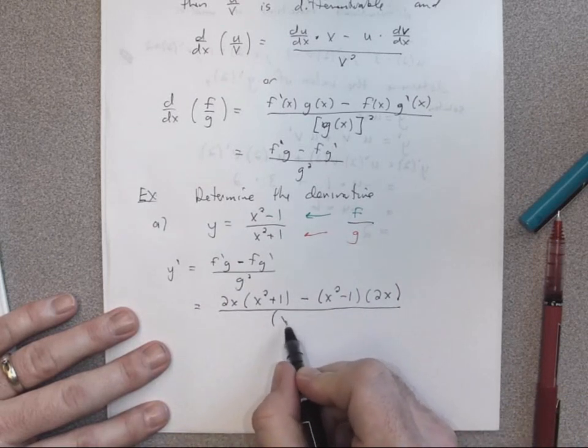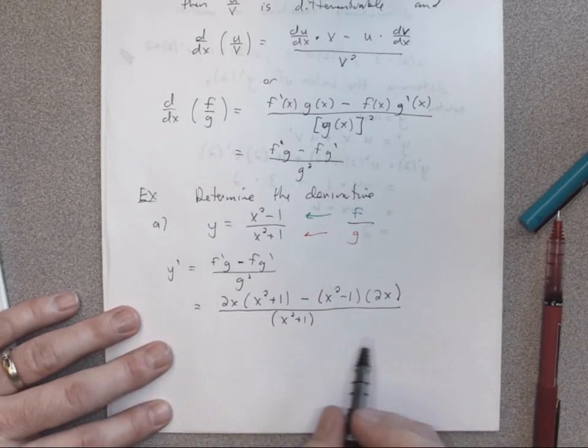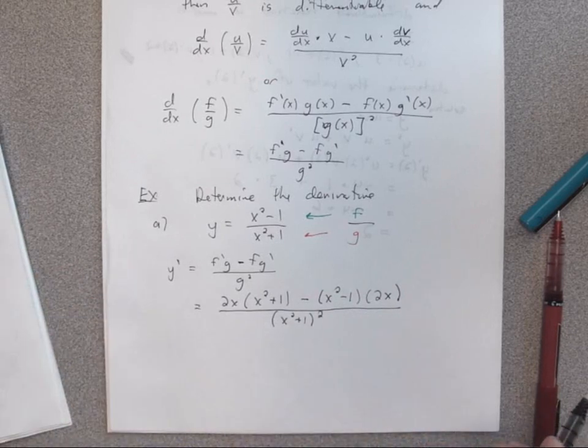Now be careful, with x squared plus 1 squared, don't just square those two terms. You would have to FOIL it if you did want to expand it, but in general we don't really multiply out denominators. We like them better in factored form. They're more useful that way.